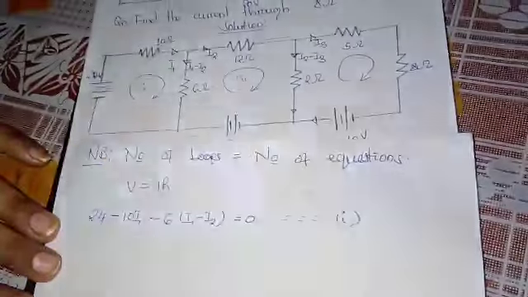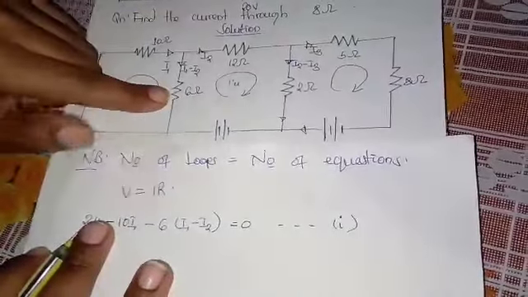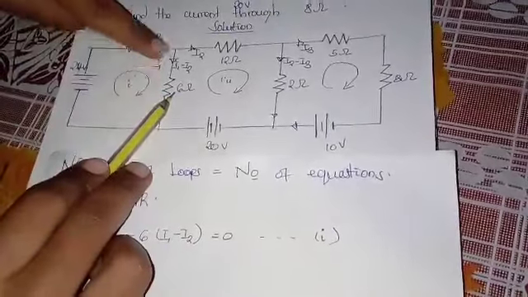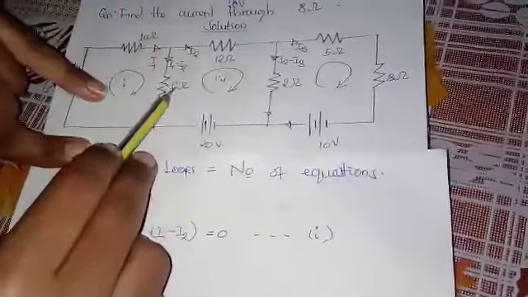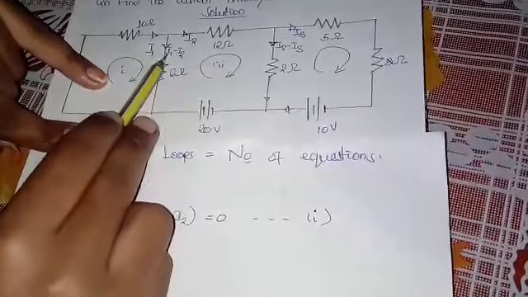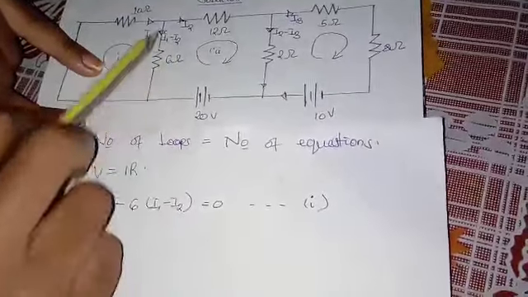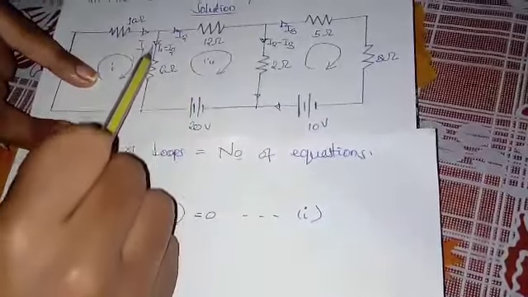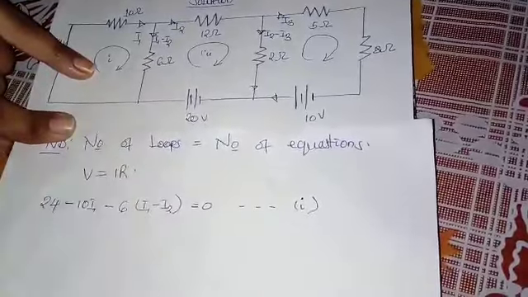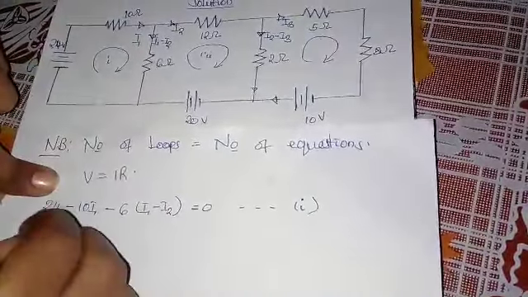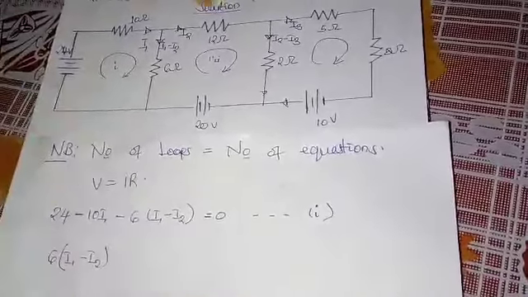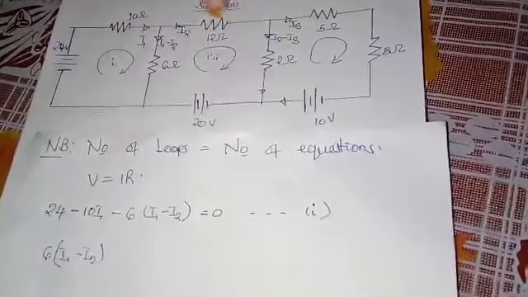Our second equation will be given by this second loop here. Starting from here, we have 6 ohm, but in order to make it voltage, we have to take this 6 ohm times (I1 minus I2), and the direction of the current and the loop is opposite. The loop is going this direction while the current is going this direction, so the sign will be positive. Here we have 6(I1 minus I2).